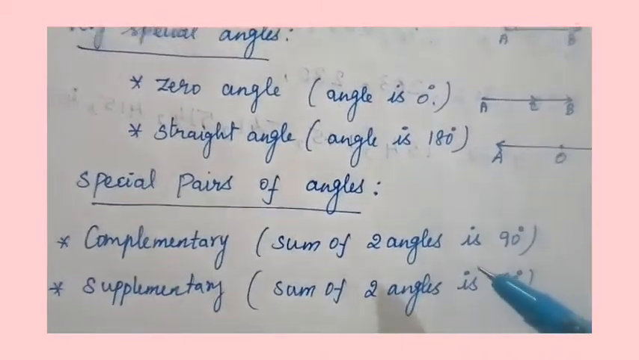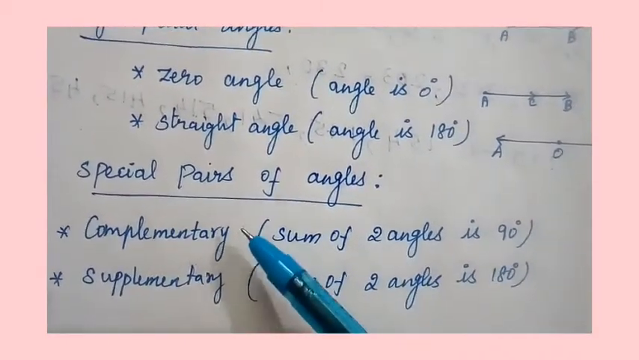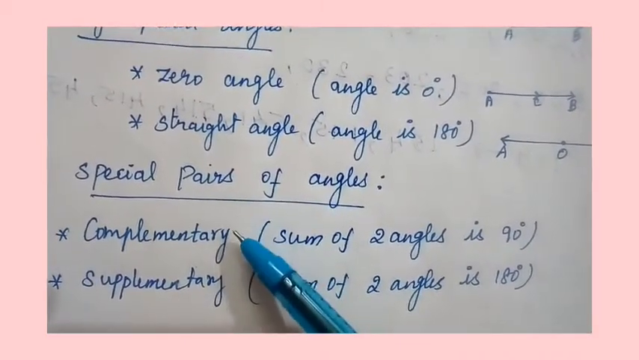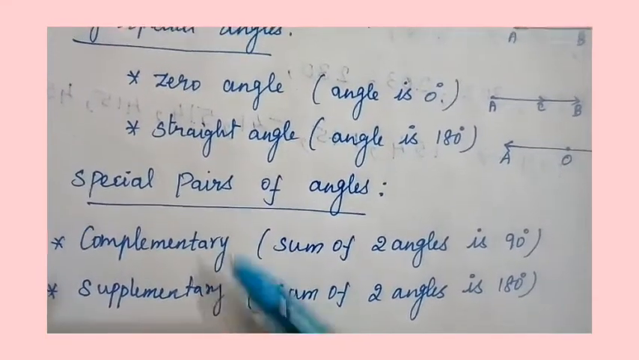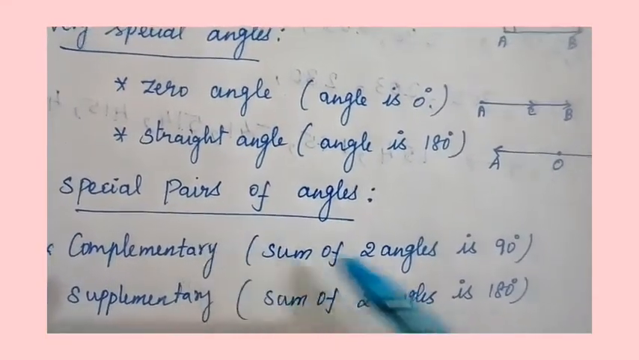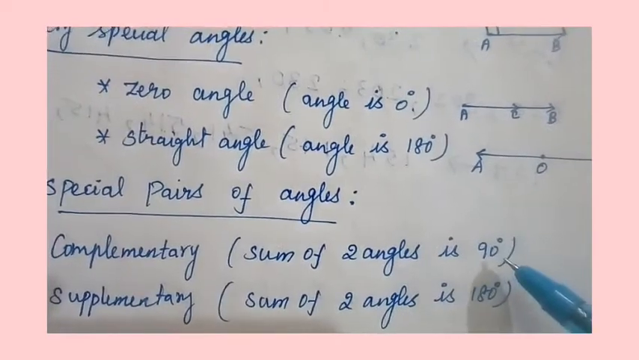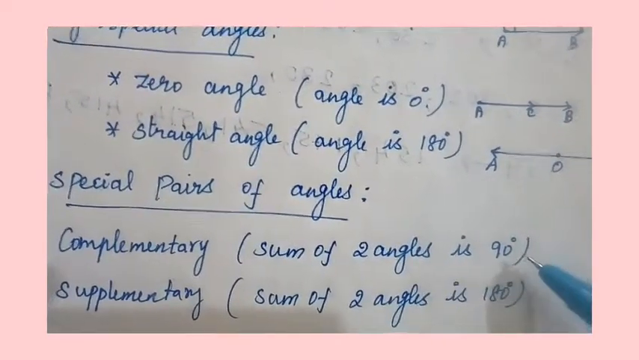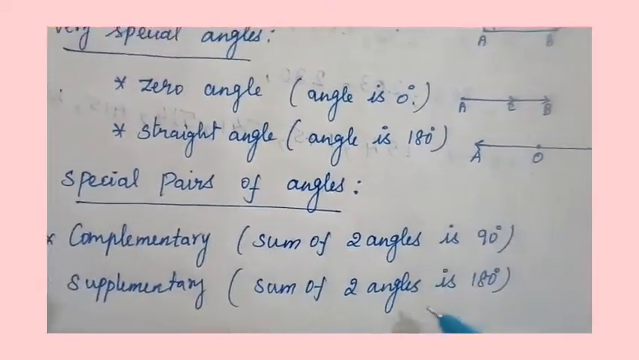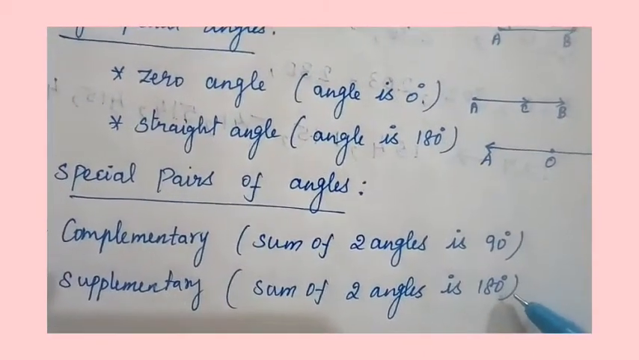Special pairs of angles: complementary and supplementary. Complementary means the sum of two angles is 90 degrees. Supplementary means the sum of two angles is 180 degrees.